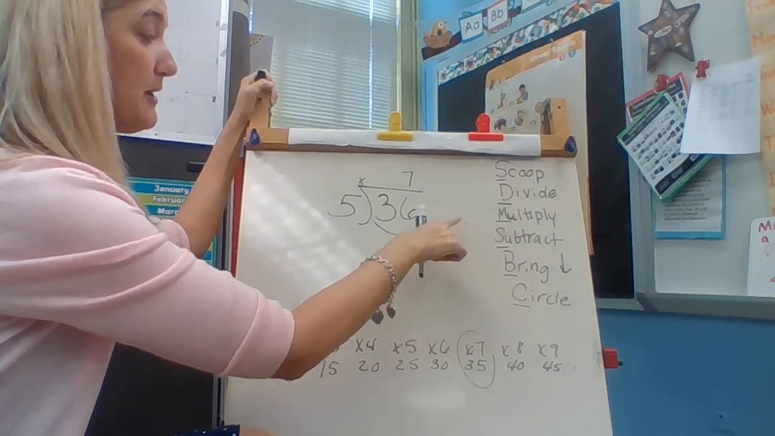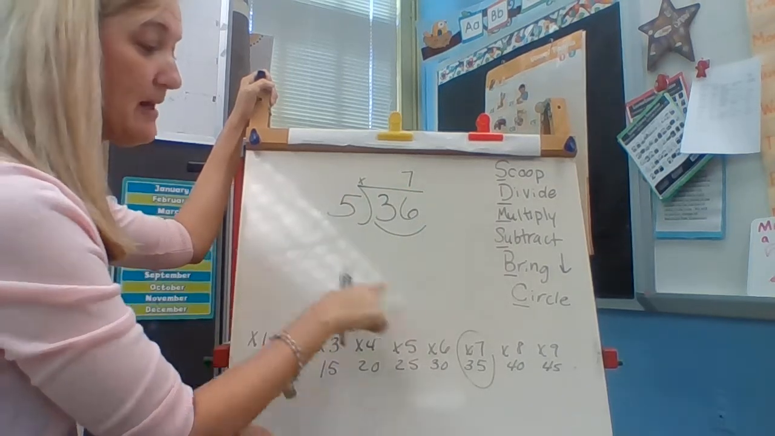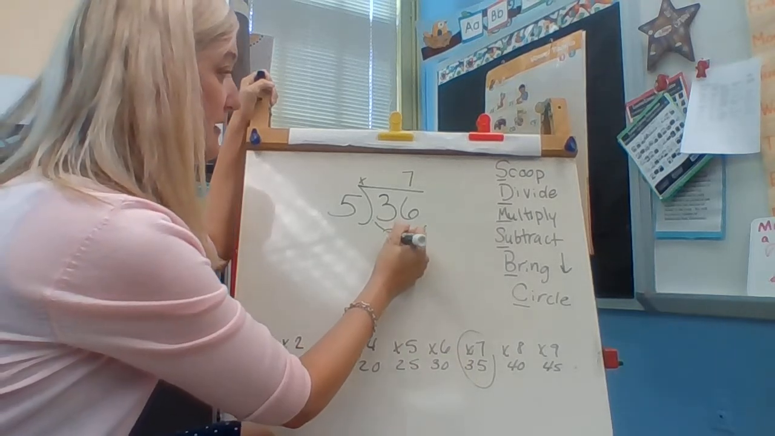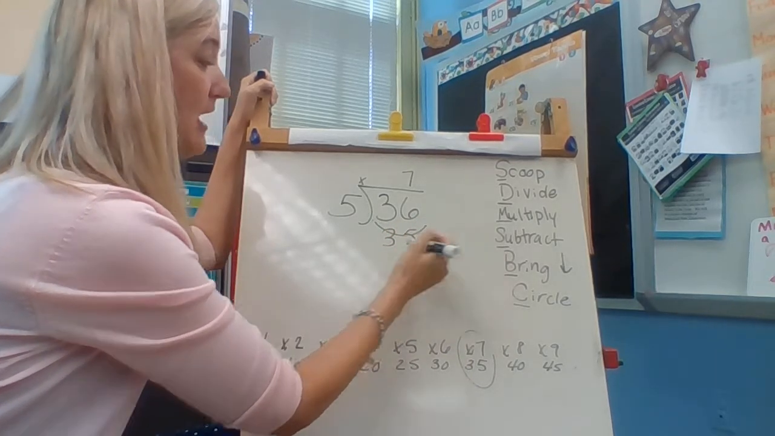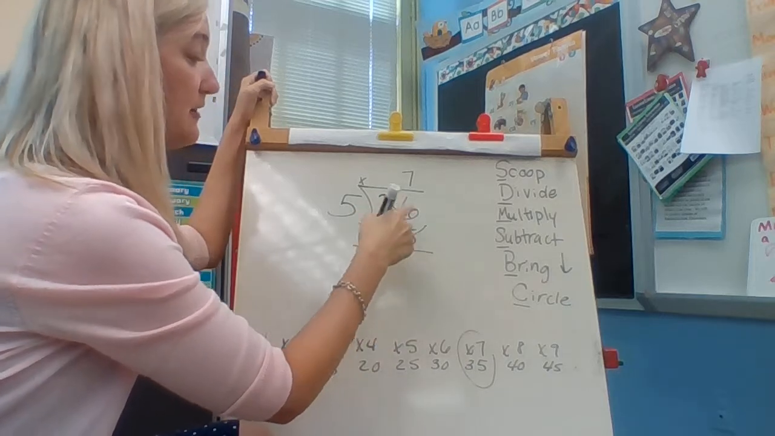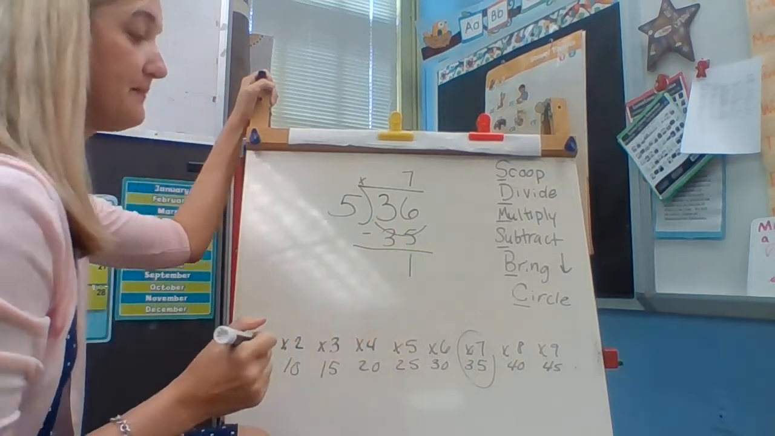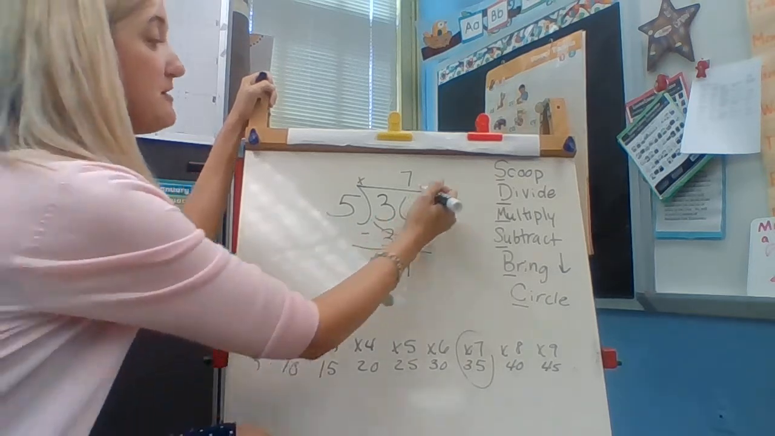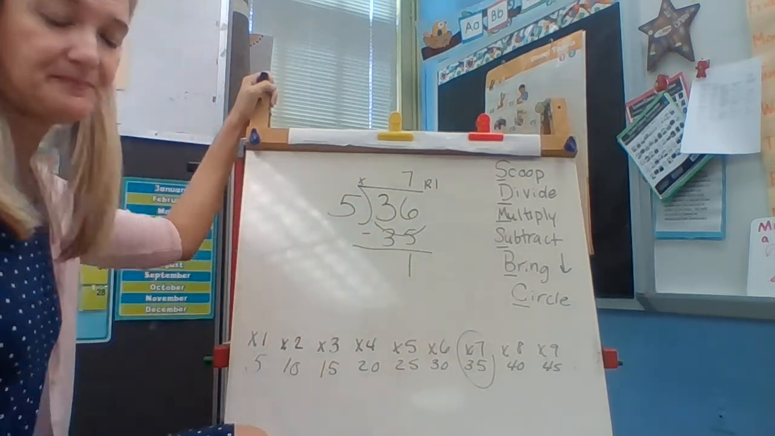Now multiplying. I don't even need to multiply 7 times 5 because I already have it down here. I did the work in advance. So 35. Now I subtract these two numbers. 36 minus 35 is 1. And 1 is smaller than 5, so I know I have a remainder of 1.